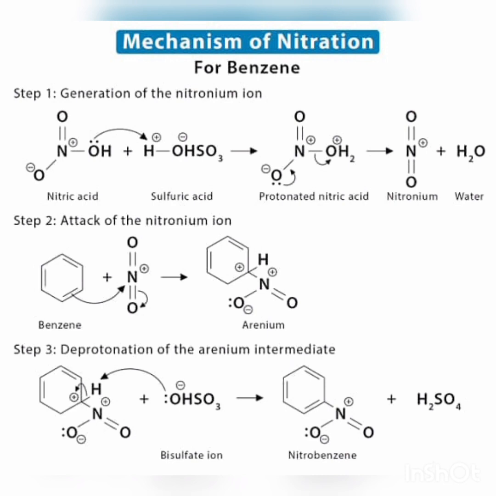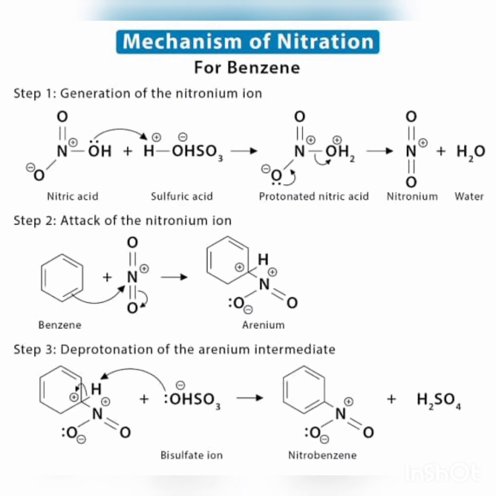This carbocation intermediate will react with the FeBr4, so that the hydrogen is taken, that is deprotonation takes place. That hydrogen will combine with bromine and be eliminated as hydrogen bromide, which will give bromobenzene with the elimination of FeBr3.